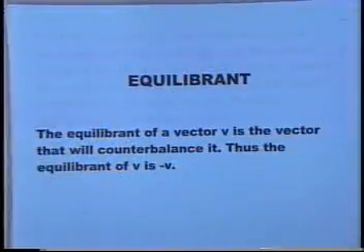We're going to look at a definition of what we mean by the equilibrant of a vector in order to use that to work our next problem. The equilibrant of a vector V is the vector that will counterbalance it. Thus the equilibrant of V is negative V, or the opposite of V. If you're going to counterbalance, basically that means to cancel out a vector.